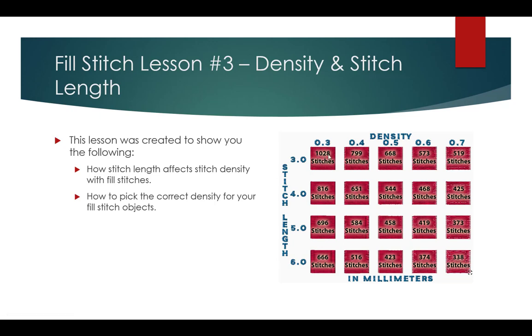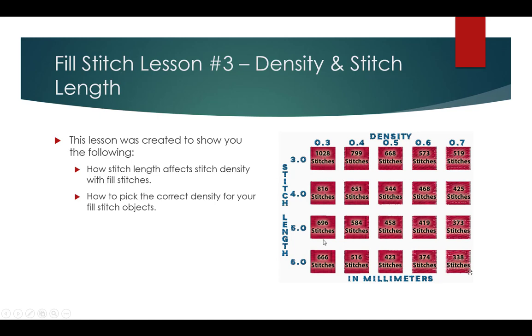Now let's go down to the bottom right box. This one uses a 6 millimeter long stitch length, which is pretty long, and it uses a 0.7 density, which is pretty light, but it only has 338 stitches. So you've got this one that's 1,028 stitches, this one that's 338 stitches.